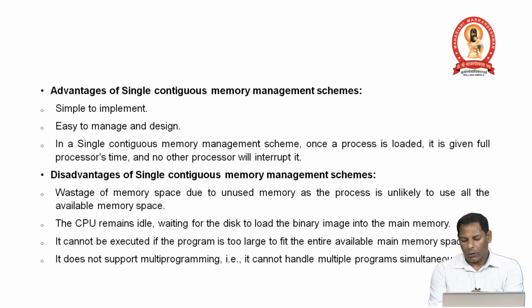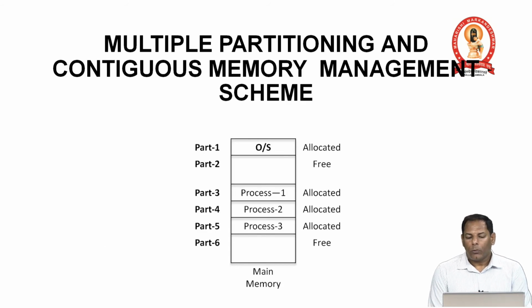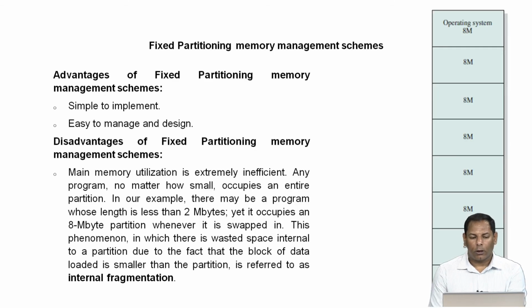In the multiple partitioning scheme, we will divide the memory into more than two parts. One part is permanently given to the operating system, where the operating system is loaded, and the other part is divided into a number of parts, and each part is used for a different process. We will track whether each part is allocated or free. There are two types of schemes in this category. One is the fixed partitioning memory management scheme.